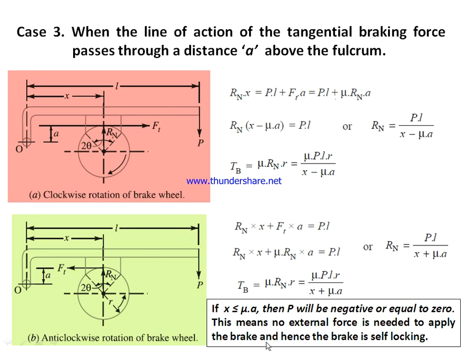Now one important thing here is, if this quantity x is less than or equal to mu A, then P will be negative or equal to 0. So this means that no external force is needed to apply the brake, and hence the brake is self-blocking. So when this condition is satisfied, that is x is less than or equal to mu A, the brake is a self-blocking brake. So you don't require any external force to apply the brake. So note this point.